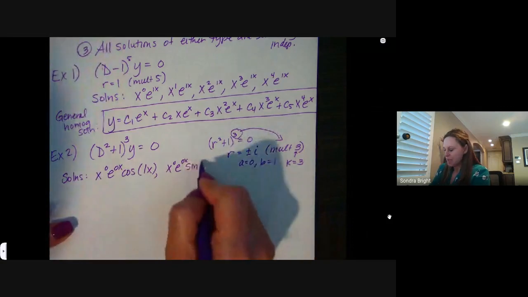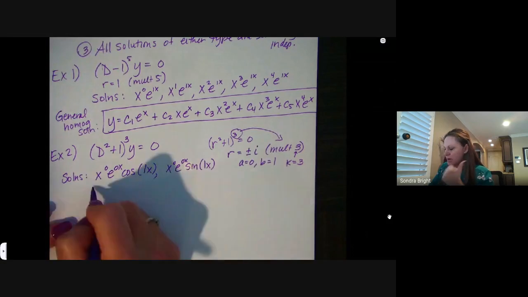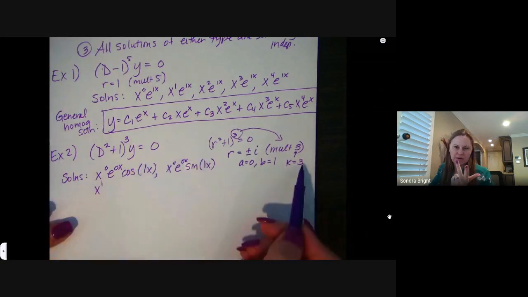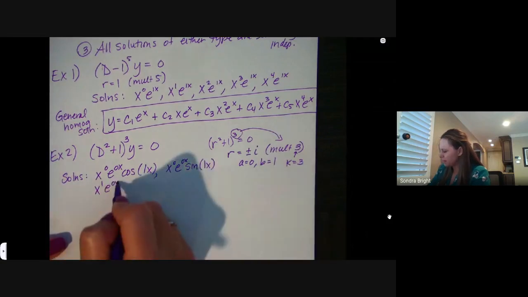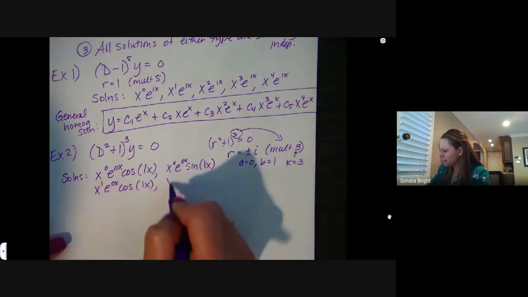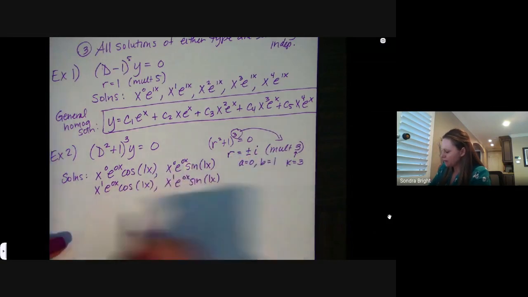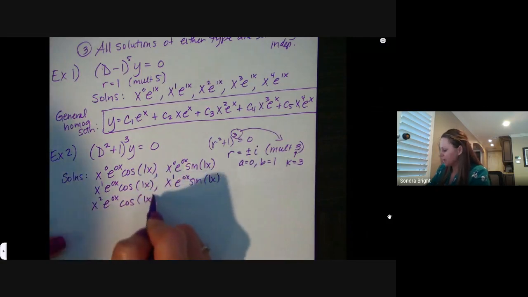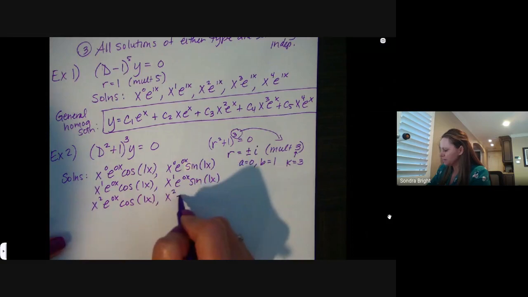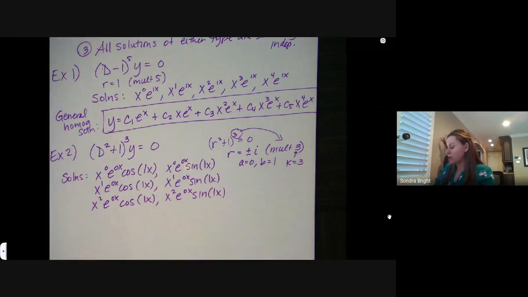And then x to the 1, we got multiplicity of 3, so I need to go x to the 0, x to the 1, and x squared. x to the 0, e to the 0x cosine of 1x, and x to the power of 1, e to the 0x sine of 1x, and x squared e to the 0x cosine of 1x, and x squared e to the 0x sine of 1x. And so your general homogeneous solution is going to be a linear combination of all 6 of these guys.